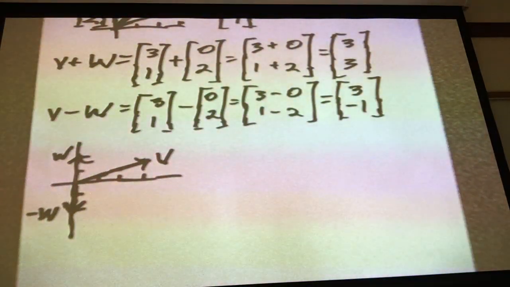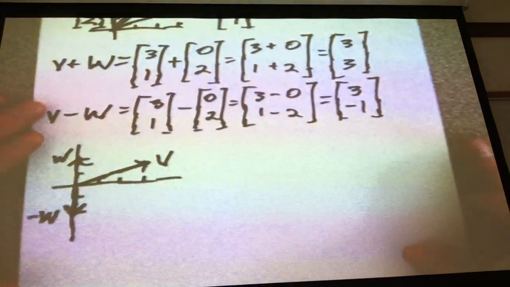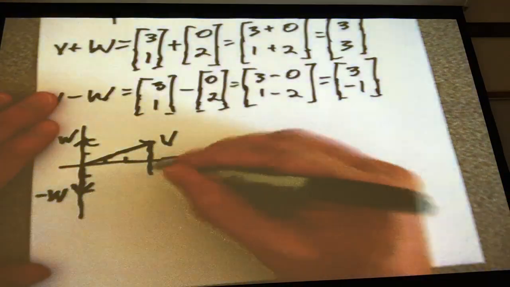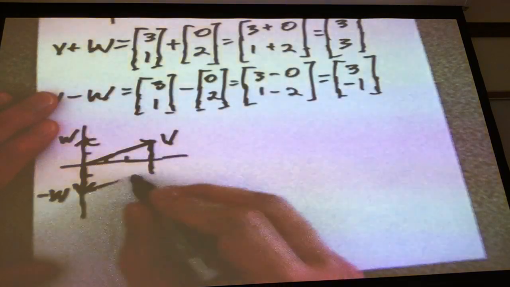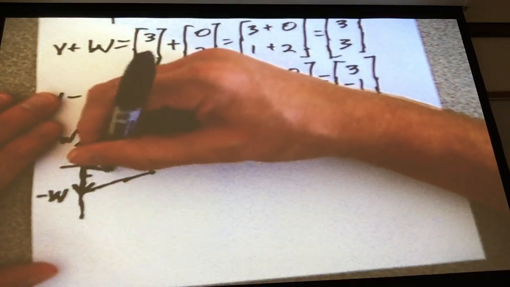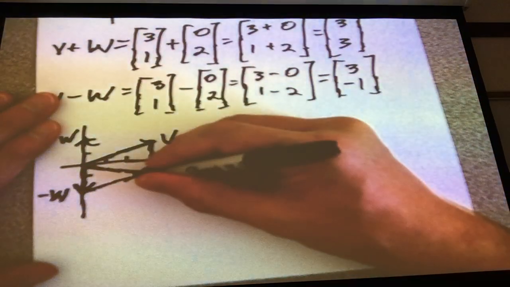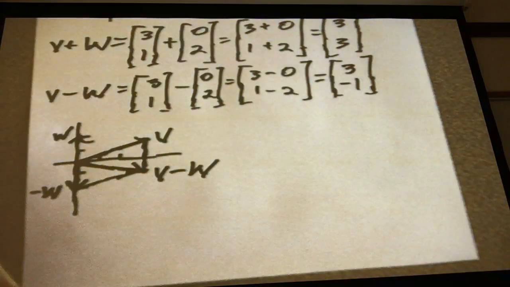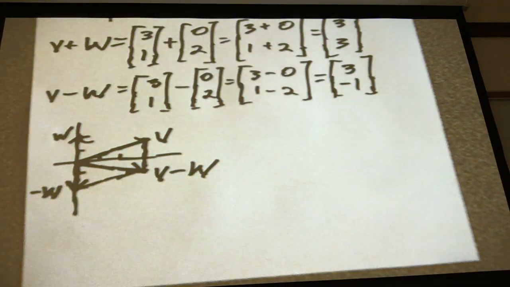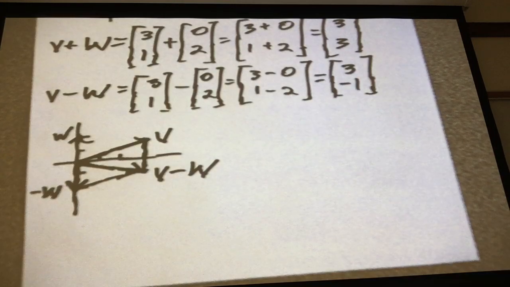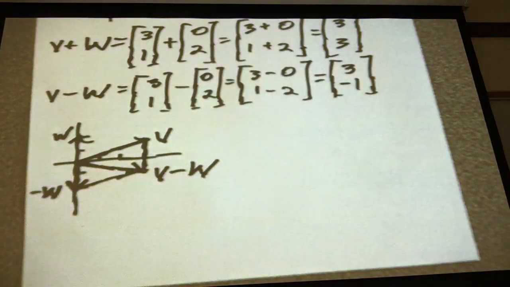All right, so let's draw another parallelogram. This guy would just go down by 2, and this guy is going to be parallel. So this would become V minus W. And that should make sense because it's going over by 3 and down by 1.